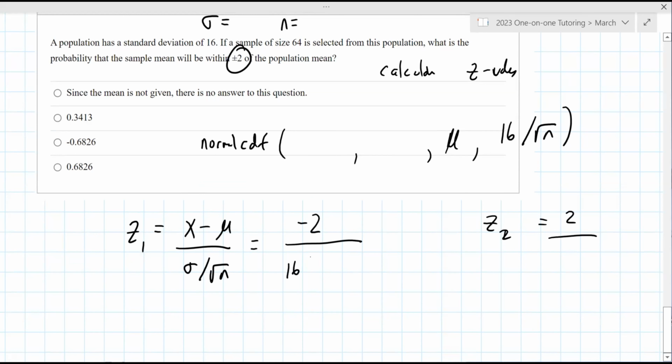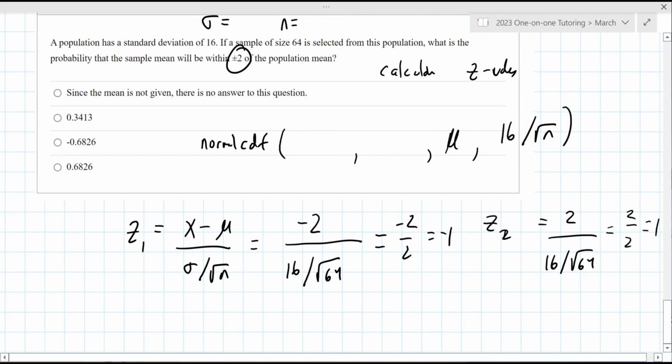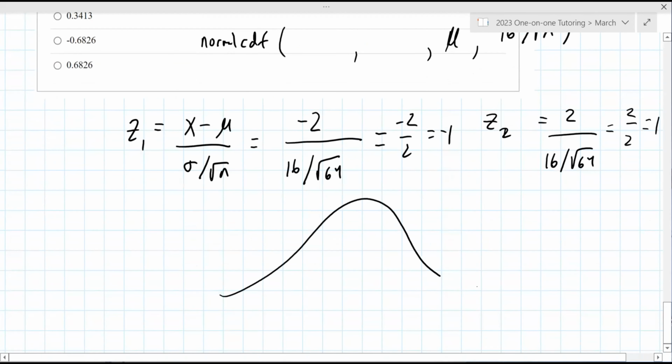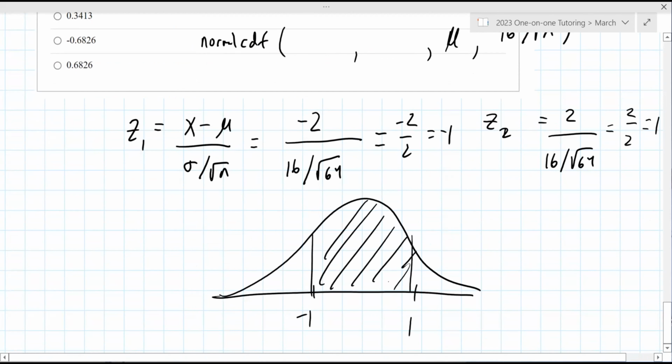The standard deviation is 16, but it's divided by the square root of 64. Same thing over here. The square root of 64 is 8. 16 divided by 8 is 2. This becomes -2 divided by 2, which is -1. And this one is also 2 divided by 2, which is +1. So on the z normal distribution, you're going from -1 to 1 with a mean of 0.